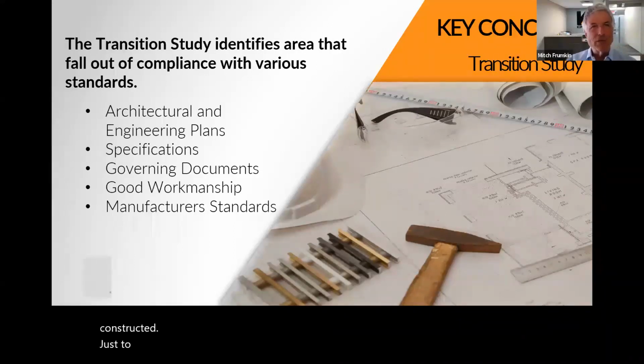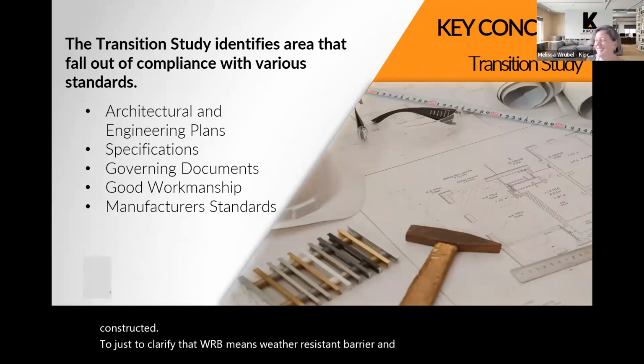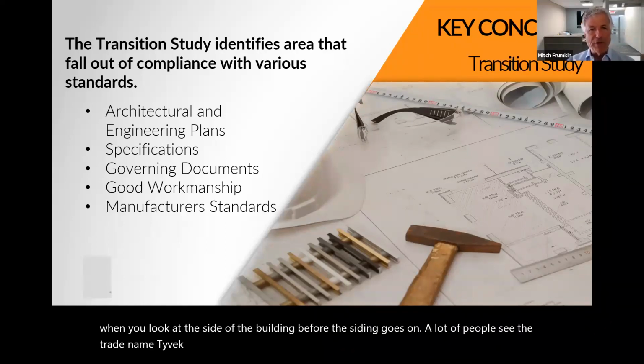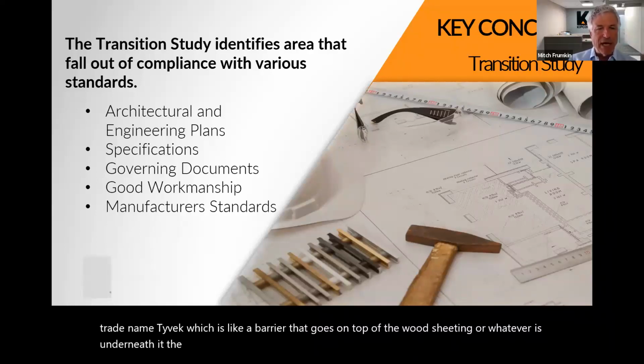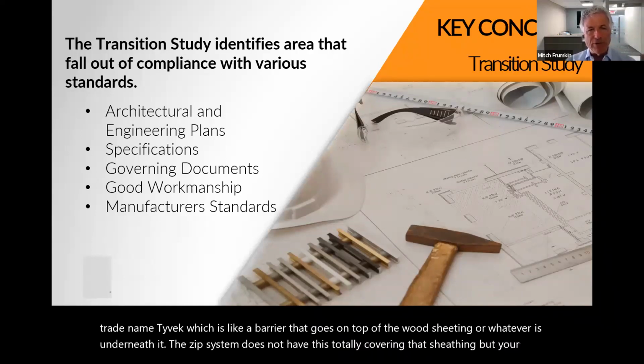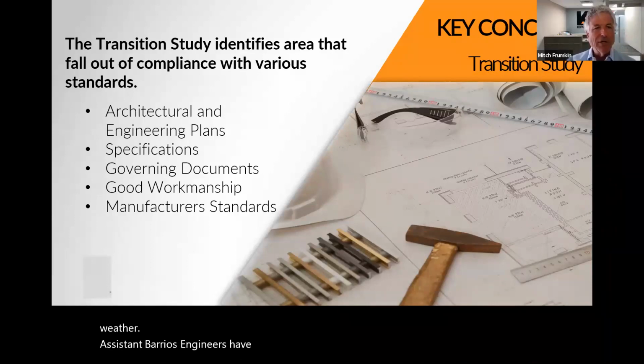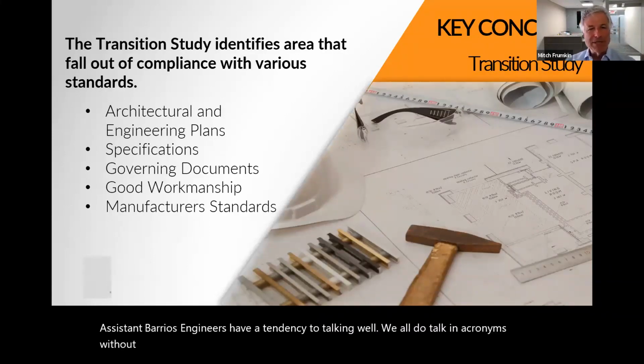Just to clarify that, WRB means weather resistant barrier. Oh, I'm sorry. Yeah, weather resistant barriers, like when you look at the side of a building before the siding goes on, a lot of people see the trade name Tyvek, which is like a barrier that goes on top of the wood sheathing or whatever is underneath it. The zip system does not have this totally covering that sheathing, but you're taping the joints rather than covering the entire thing. So that's the difference. But a WRB is a weather-resistant barrier. Us engineers have a tendency to talk in acronyms without going into detail about what they mean.